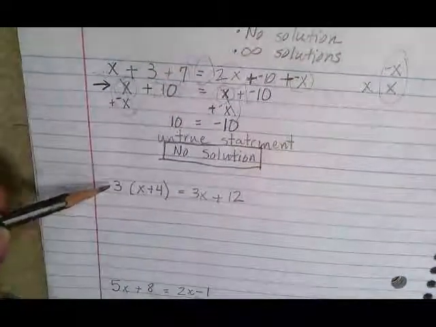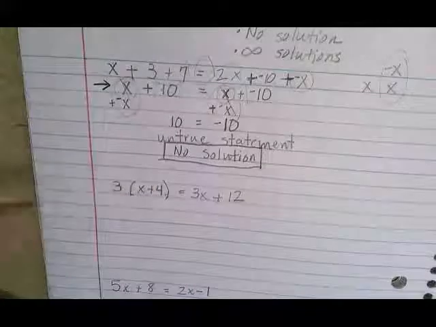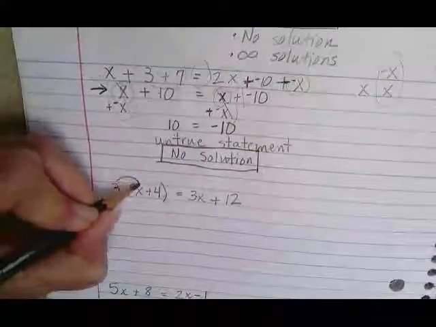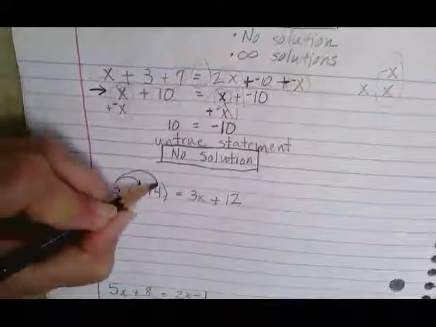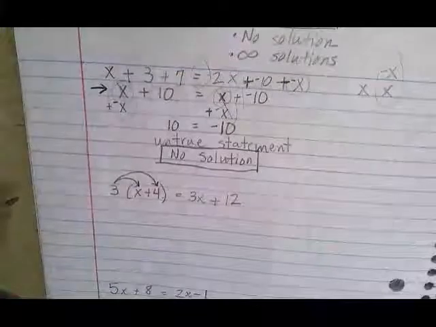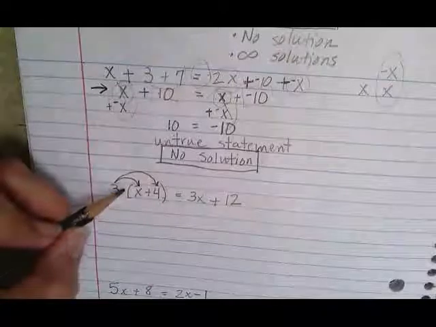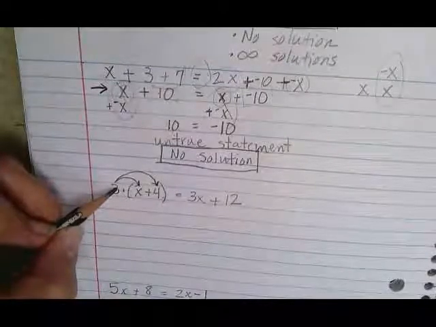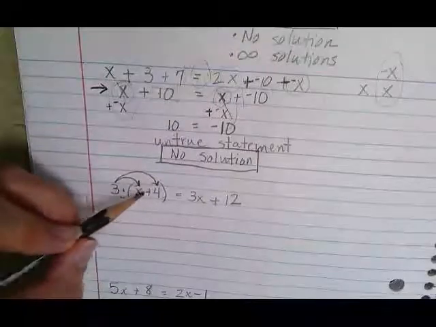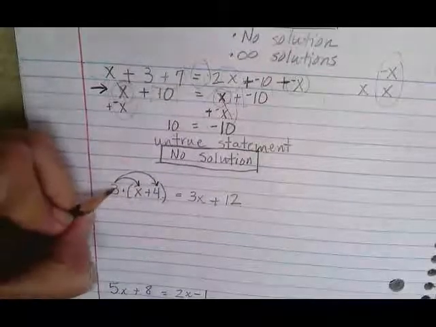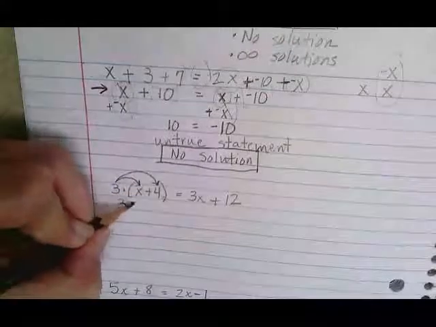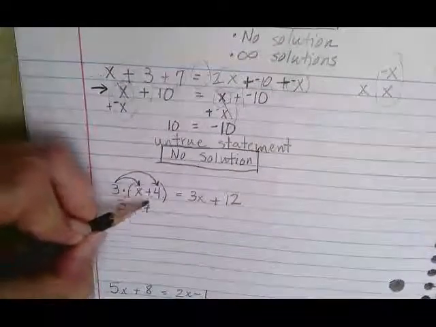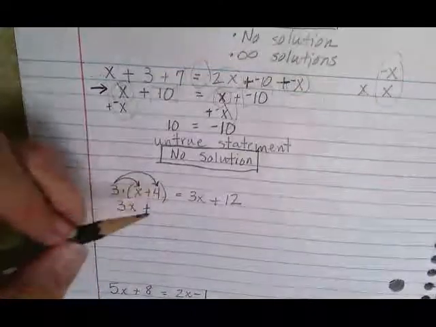This problem involves parentheses, so I need to distribute this 3 throughout the parentheses, which means I'm going to multiply. When a 3 or a number is right next to parentheses, it means multiply everything inside the parentheses by that number. So 3 times x means 3 x's. My operation or my sign comes down, and 3 times 4 is 12.